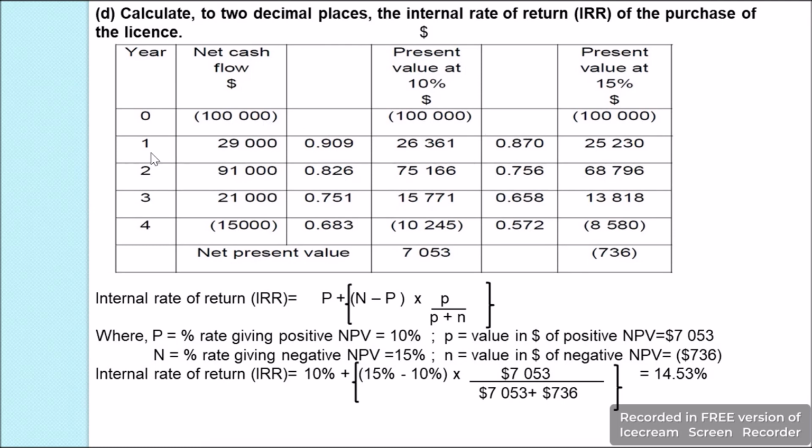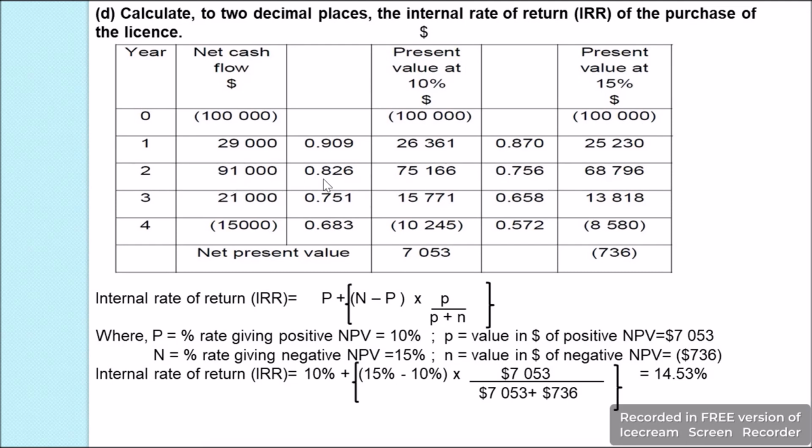Then in year 1, the net cash flow, which we calculated, was $29,000, and for the first year at 10% discount rate, the value which was given was 0.909. So when we multiply 29,000 with 0.909, we get the value as $26,361. And in the same way, for 15% discount rate, the value for the first year which was given was 0.870. So 29,000 times 0.870 will be $25,230.